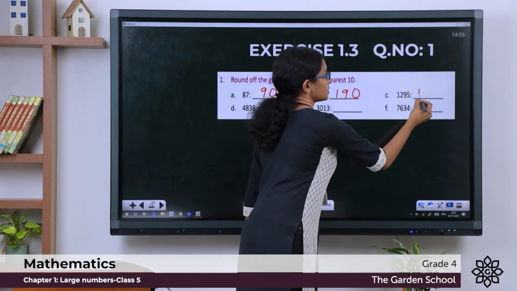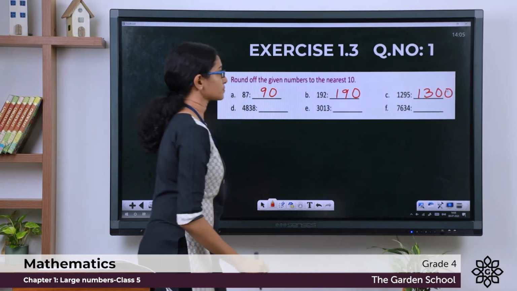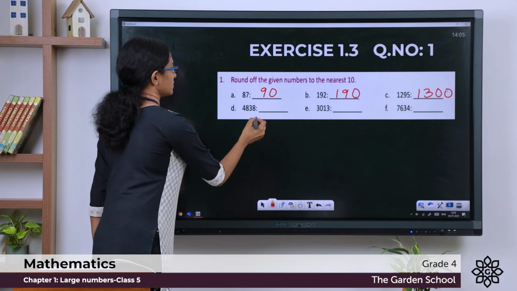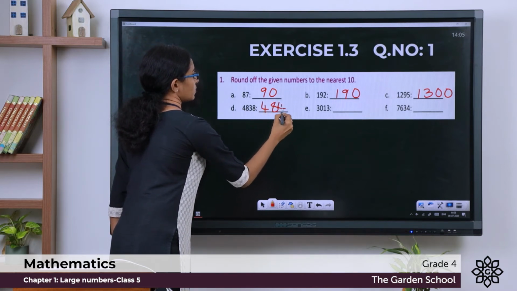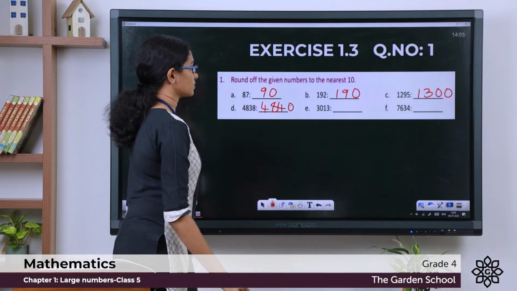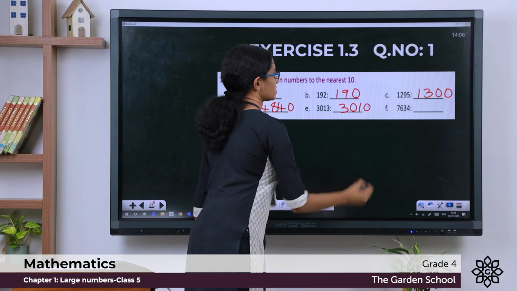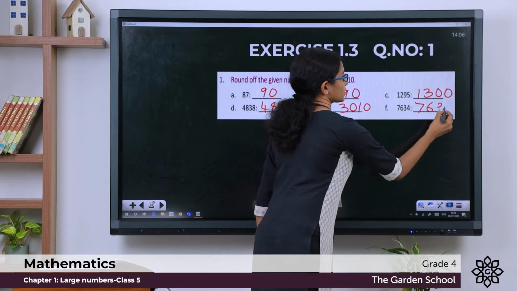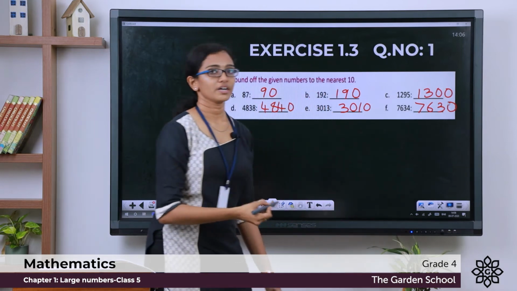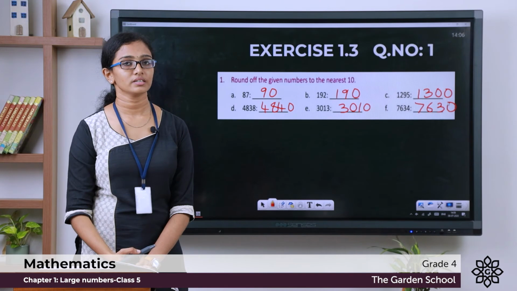Here the answer will be 1300. Here 4840. Here 3010. And here the answer is 7630. I hope your answers are correct. So now let's move on to the next question.